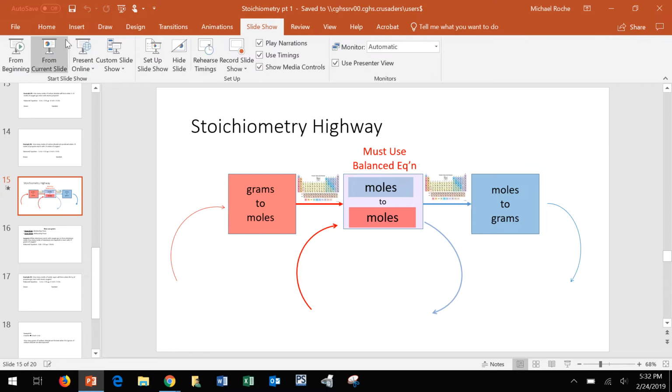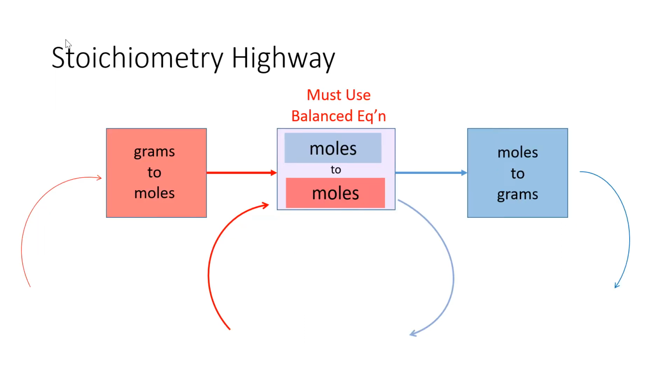So here is the last thing we were doing to help you get through the quiz, and that was the stoichiometry highway, introducing grams as part of the equation. If ever you need grams to do any of these problems in chemistry, you're going to need to use the periodic table and go through the periodic table.